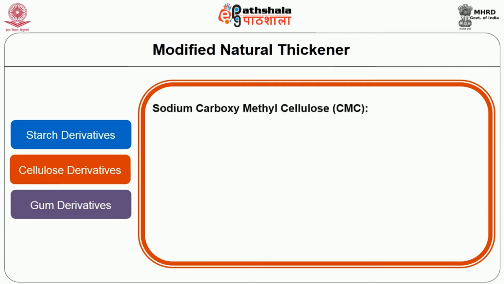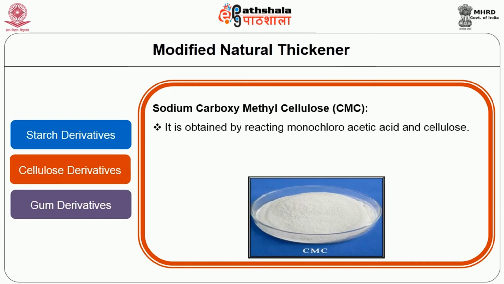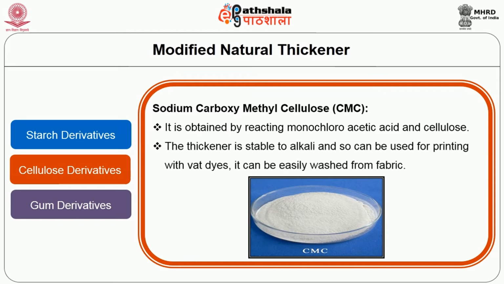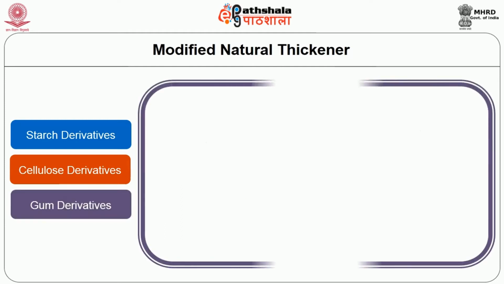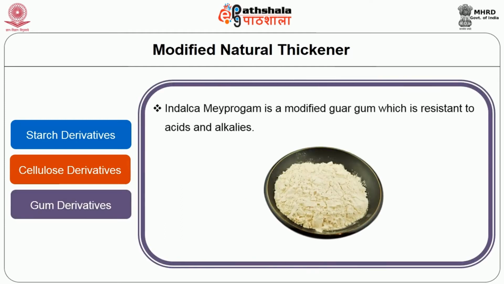The next one is sodium carboxymethyl cellulose, commonly called CMC. It's obtained by reacting monochloroacetic acid and cellulose. The thickener is stable to alkali and so can be used for printing with vat dyes. It can be easily washed from fabric. Gum derivatives. Indalca micro gum is a modified guar gum which is resistant to acids and alkalis.